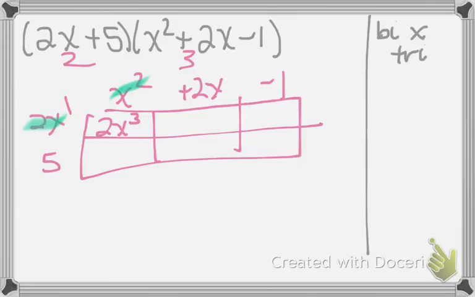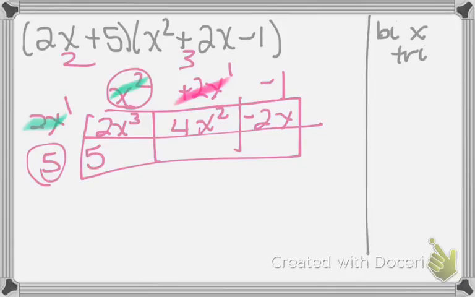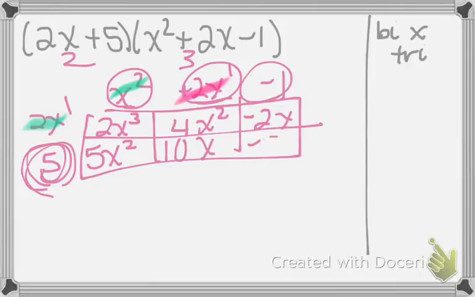Give me a second, I'm changing my color. 2x squared times 2x gives me 4x squared because of that 1. 2x times negative 1 gives me negative 2x. 5 times x squared gives me 5x squared. 5 times 2x gives me 10x. 5 times negative 1 gives me negative 5.